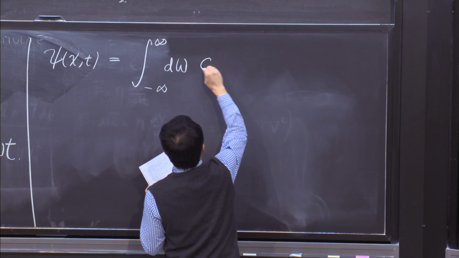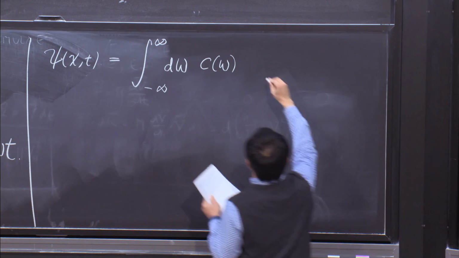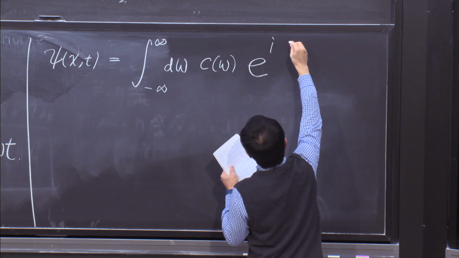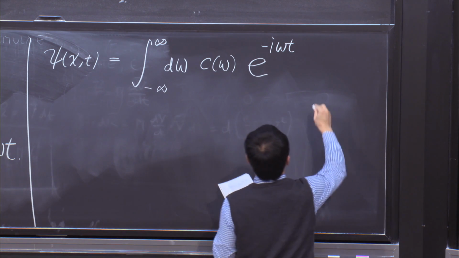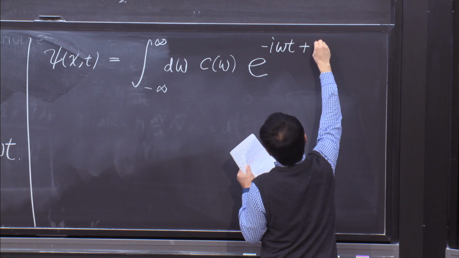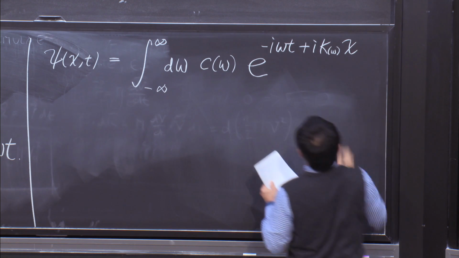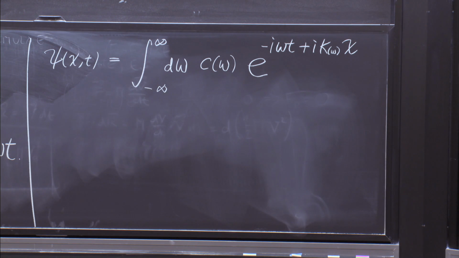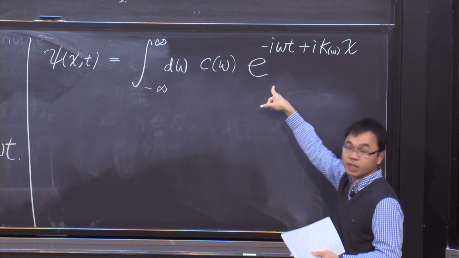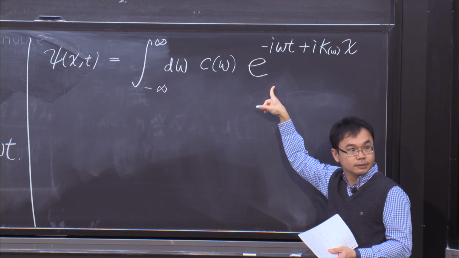Okay, and I have the usual amplitude associated with the angular frequency omega, and the exponential minus i omega t, because that's the convention I'm using here. And I say, okay, plus i k, which is a function of omega, x. So now you can see that what I'm doing here is making an infinite number of progressing waves, right? Each of these exponential functions is a progressing wave with angular frequency omega.